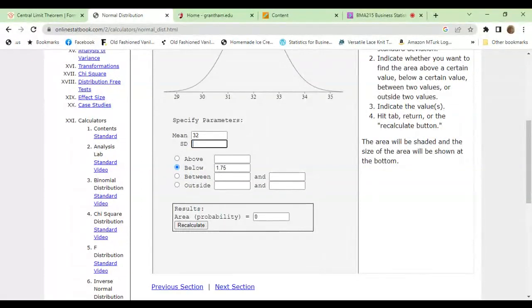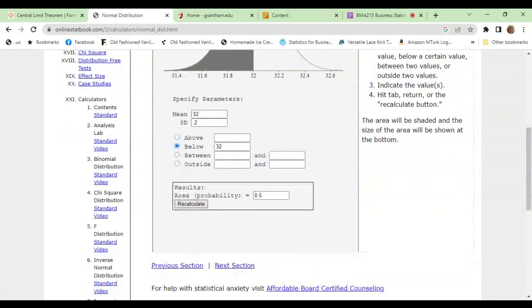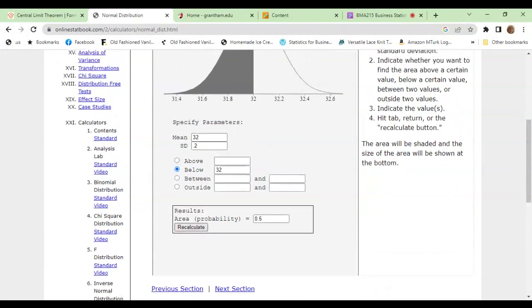And our standard deviation, instead of being 1, is 0.2. Okay, now that will be given in the problem. And then I want it less than 32, so we use below. That would be to the left, and we should get 50%, which we do. Look, half the curve, 0.5 is a half, or 50%.